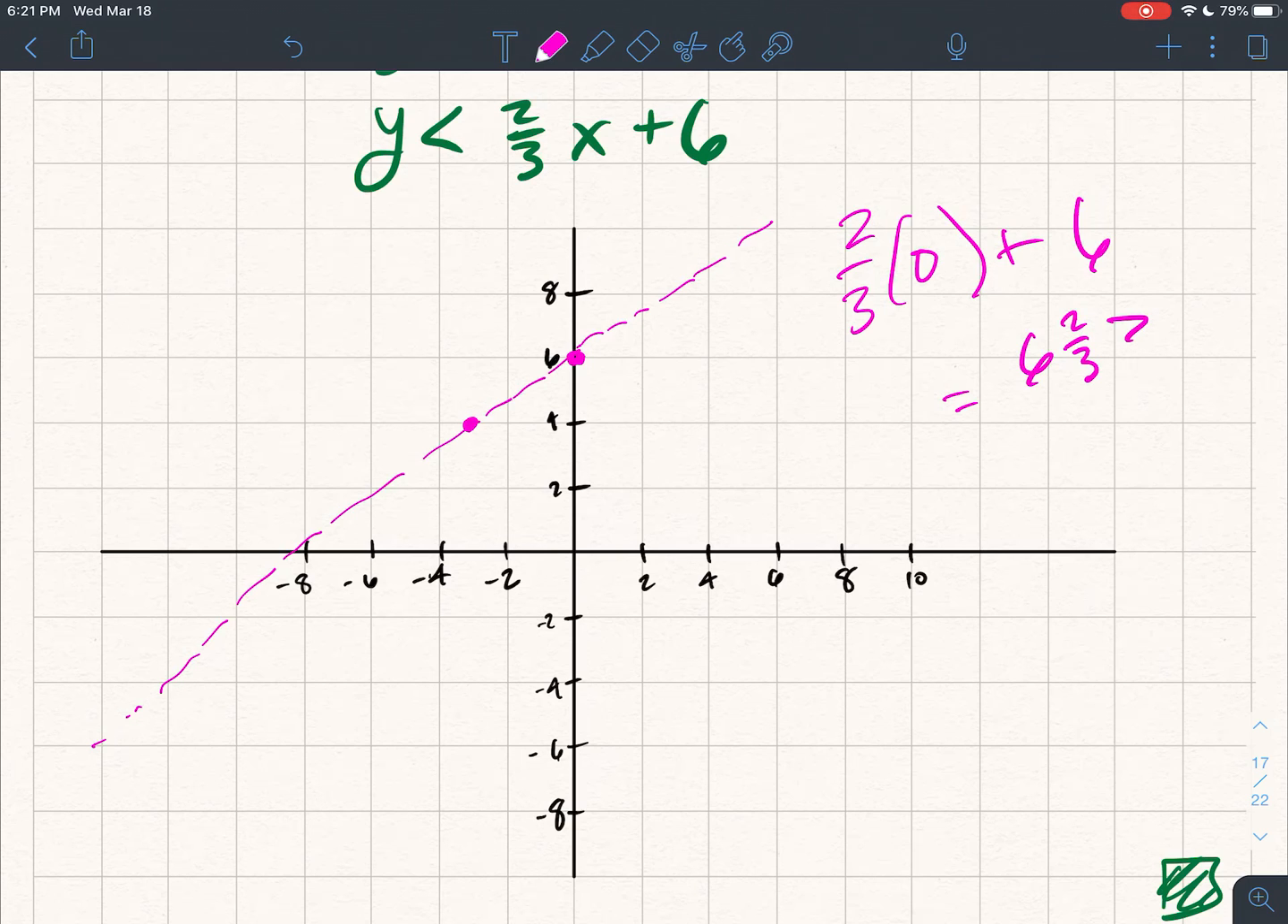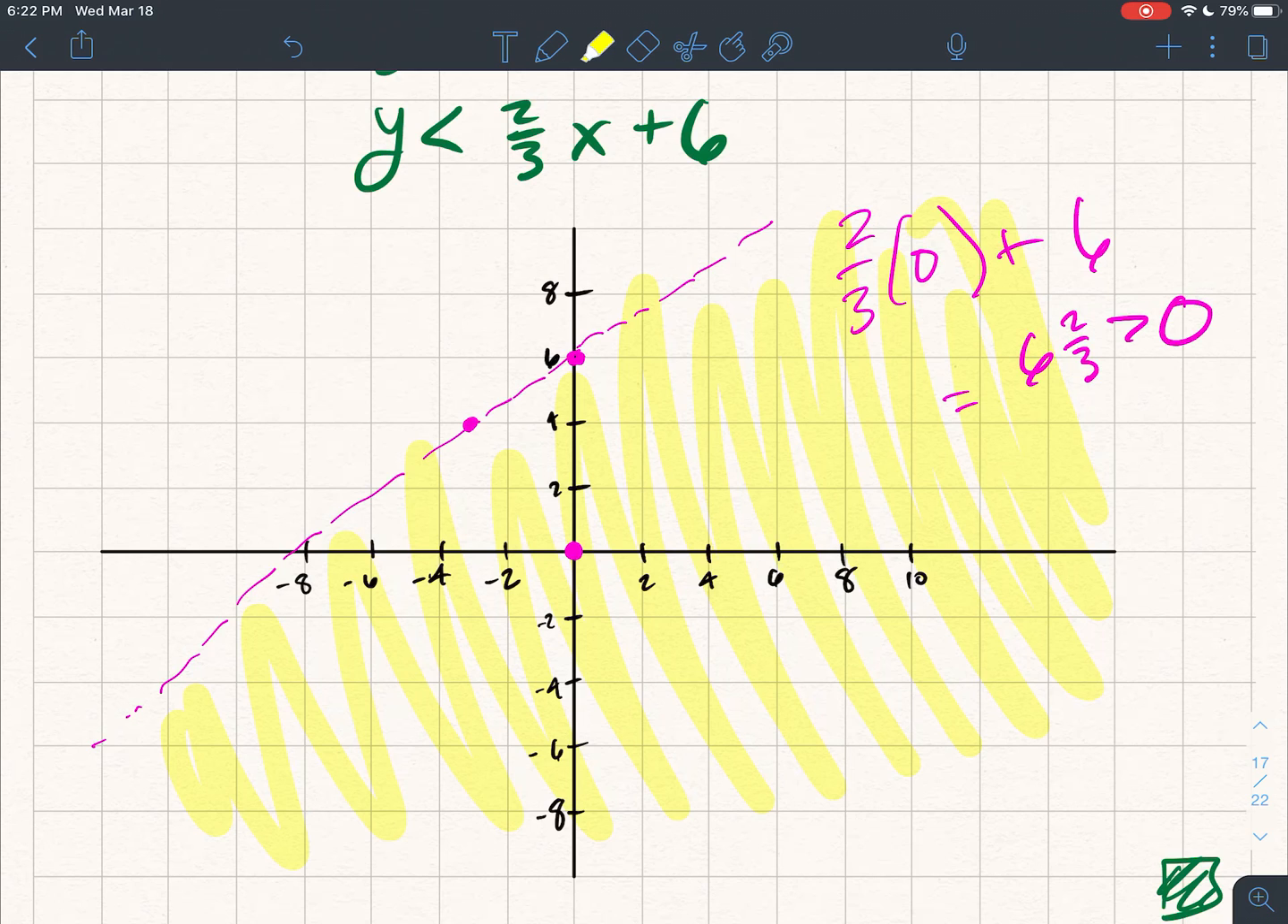Which is greater than 0. So that does not satisfy the inequality. That does satisfy the inequality. Yes, definitely satisfies the inequality. 0, 0. We get 6 2/3 on one side of the inequality, 0 on the other side, so we're good. So all of this stuff over here gets shaded. And that's how we graph a linear inequality.